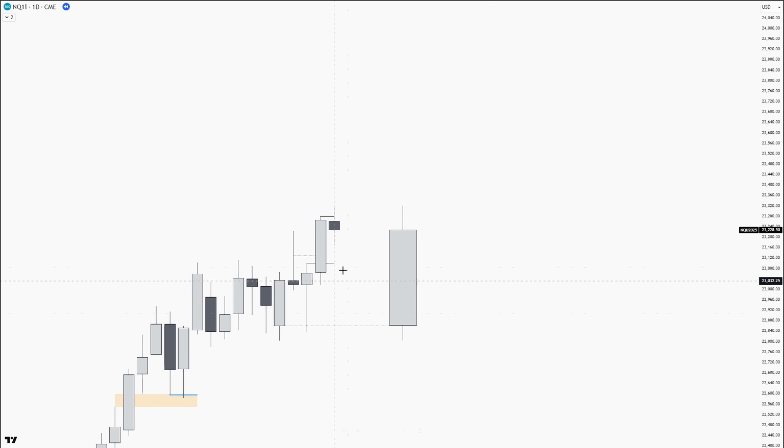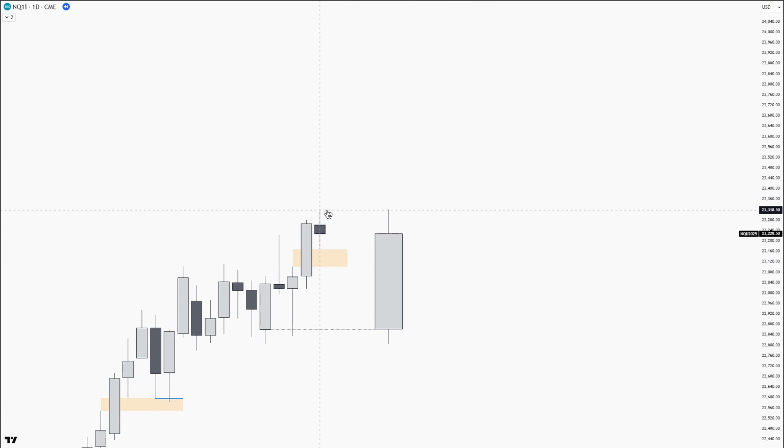Now for the next day, we have mechanically a bearish bias, but also we have this fair value gap, which can be used as a retracement to continue higher. So letting the Monday candle print.